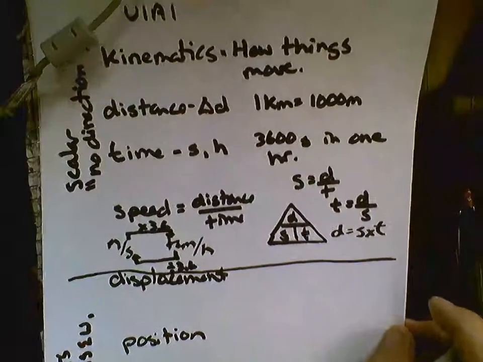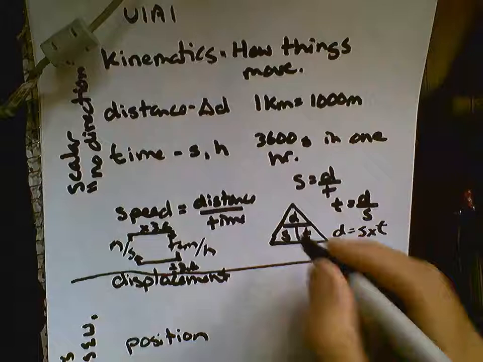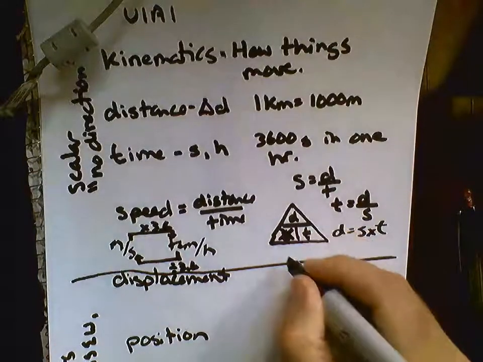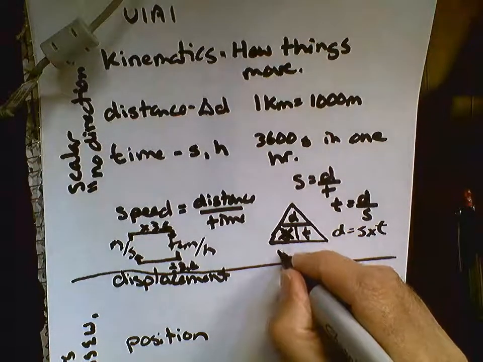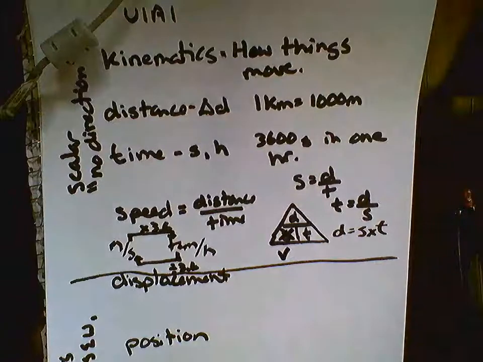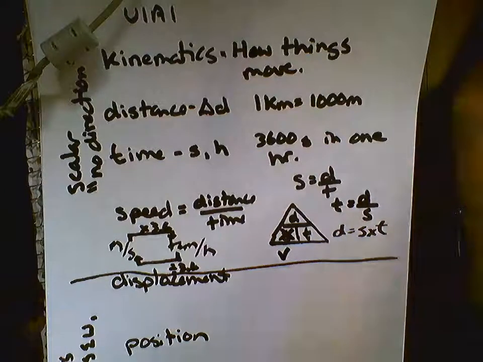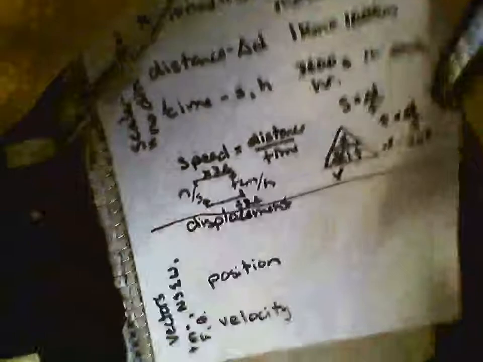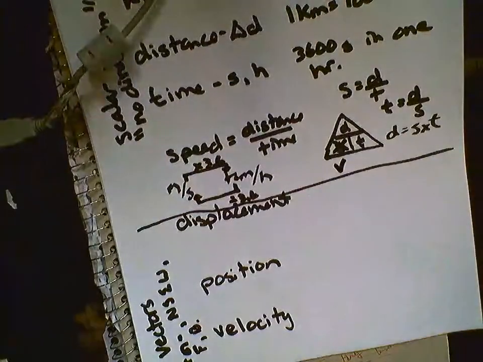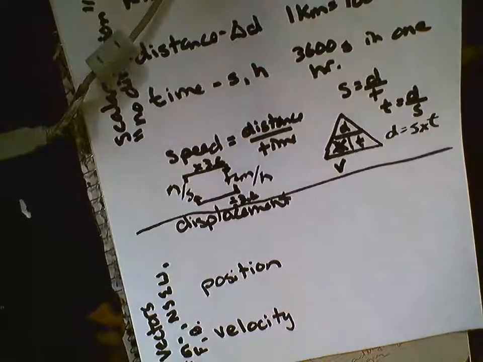Now, I've already made a small mistake, so I'm going to go back and correct it. The symbol for speed is not S. Believe it or not, the symbol for speed is V. Okay, and I'm going to explain why in a minute. They don't use S because S is for time, V is for speed.